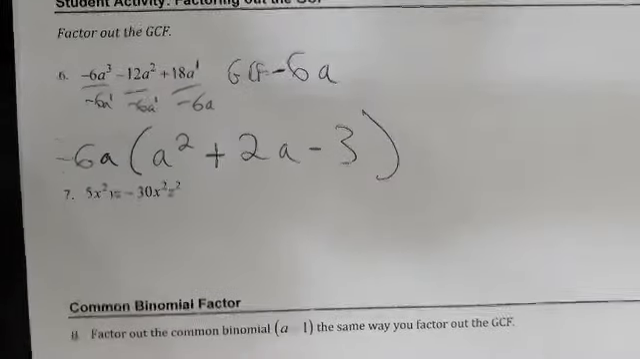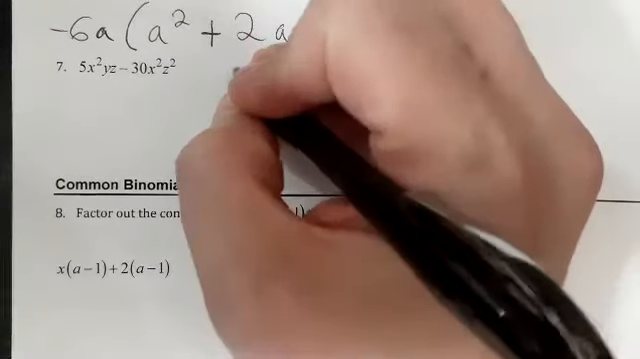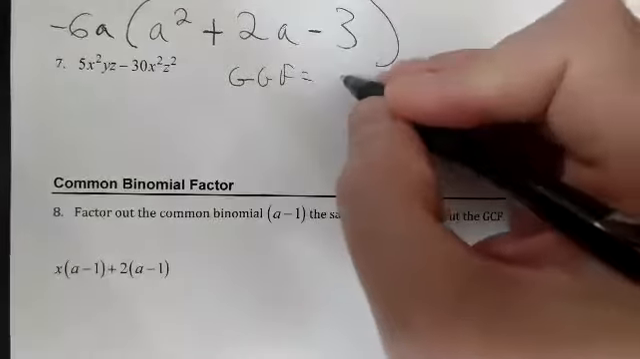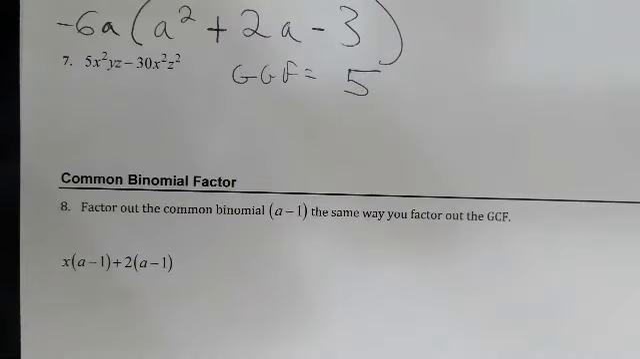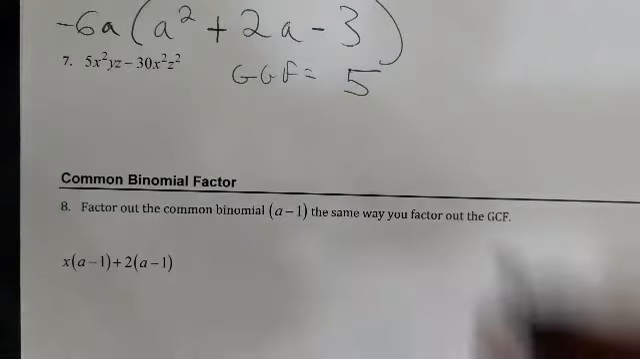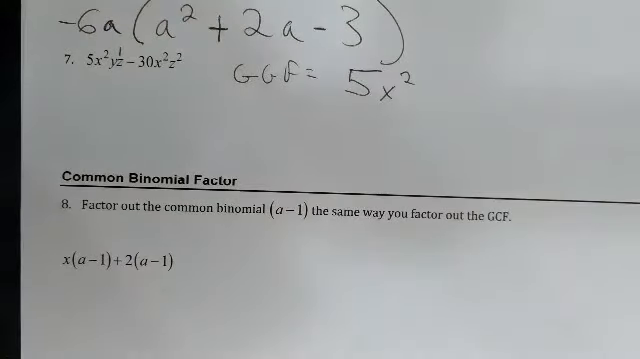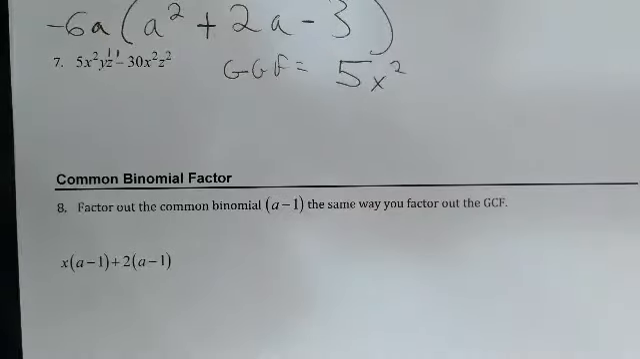The next thing looks like 5x squared. So GCF right off the bat, the number between 5 and 30, I'm hoping it jumps out. It's going to be the 5. x squared and x squared, I can pull out an x squared. Between y to the first, and no y's. Between z to the first and z squared.